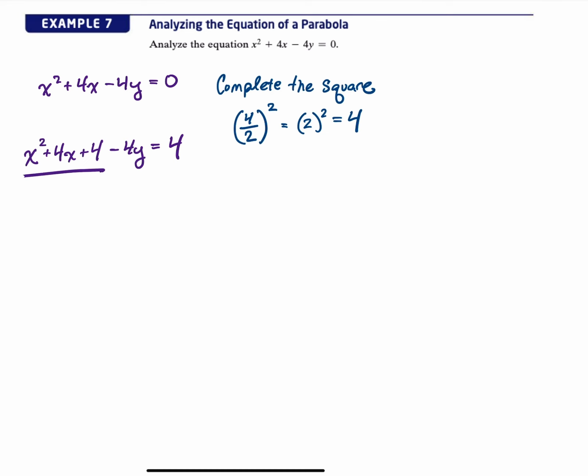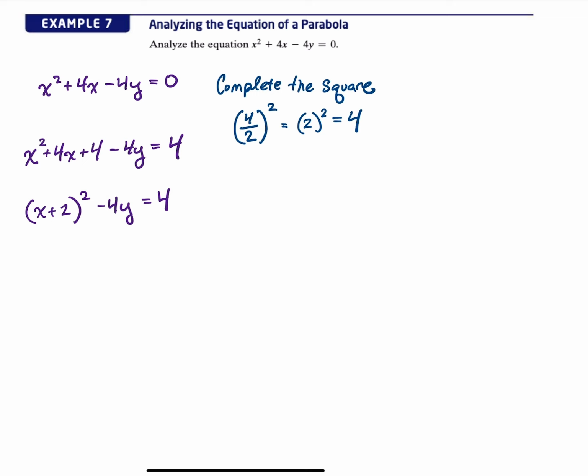Notice now this will factor into x plus 2 squared. We would get x plus 2 times x plus 2 if we were factoring that. Two factors that multiply to 4 that add up to positive 4 are 2 and 2. So we get the same repeated factor producing this nice squared result, which is what we want. And we still have minus 4y equals 4.